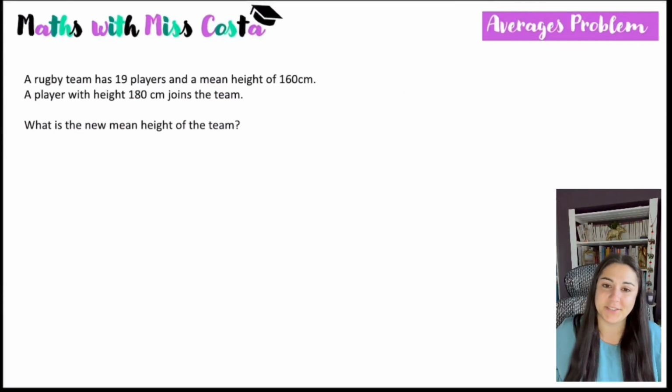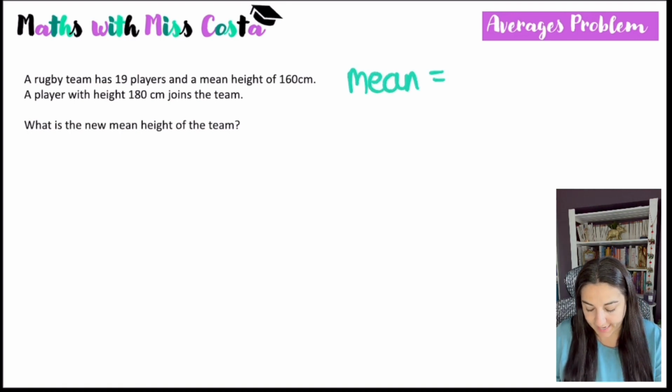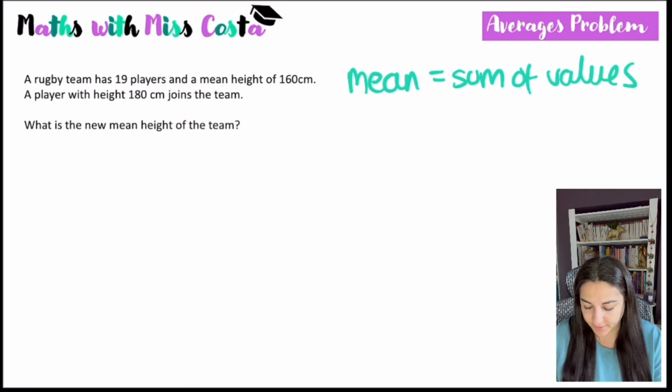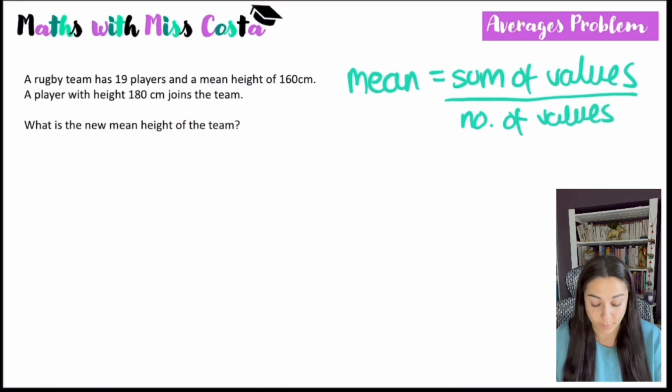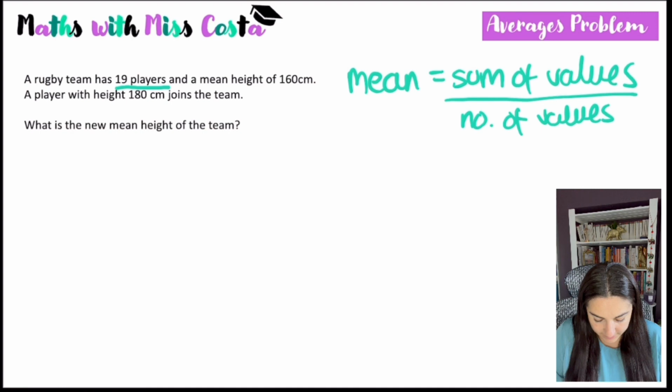So here I've got a question involving the mean, and the mean is the meanest of the averages. The way I calculate it is by adding all my values, so the sum of all my values, divided by the number of values. So always bear that in mind if you are being asked to problem solve with a mean. Now I'm being told a rugby team has 19 players and they have a mean height of 160 centimetres. A player with 180 centimetre joins the team. What is the new mean height?